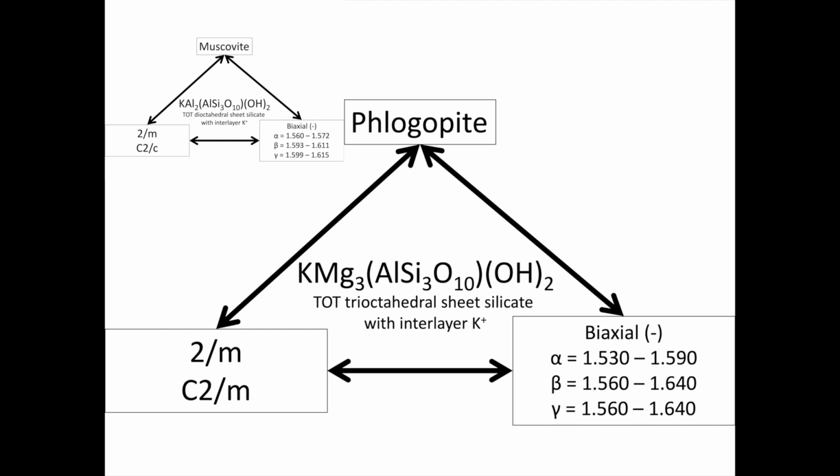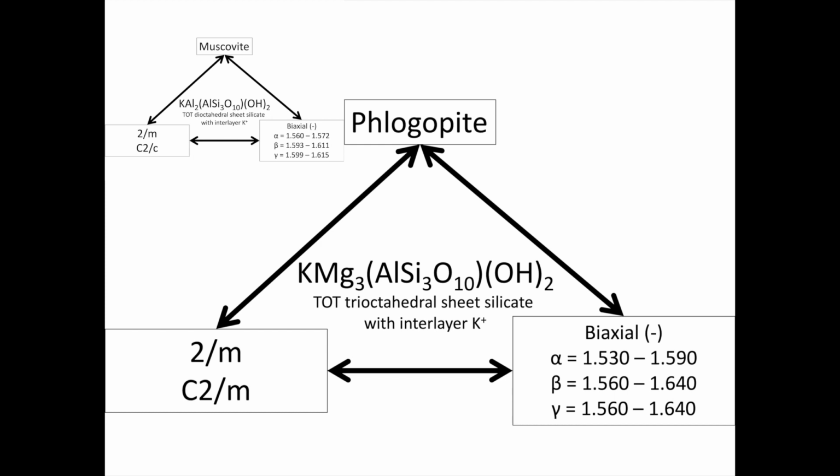Our Phlogopite has magnesium in its octahedral layer, and our magnesium has a +2 positive charge. This means we're going to need 3 magnesium cations in order to make a +6 positive charge in our octahedral layer, and our 3 magnesium atoms in our octahedral layer give rise to the terminology of trioctahedral.